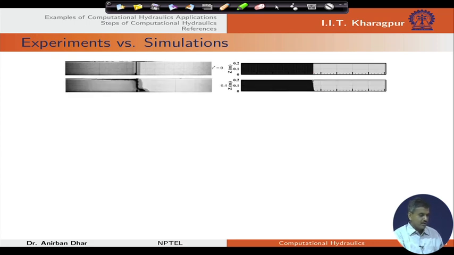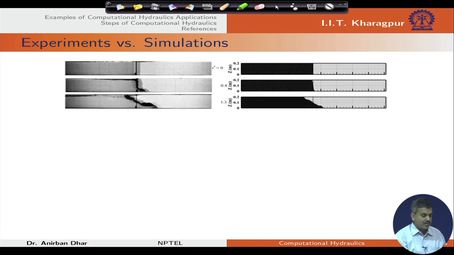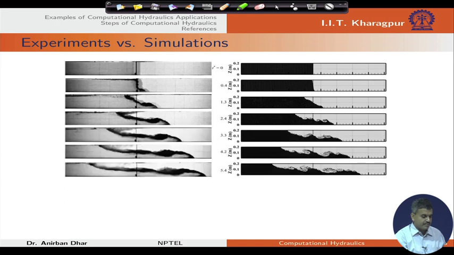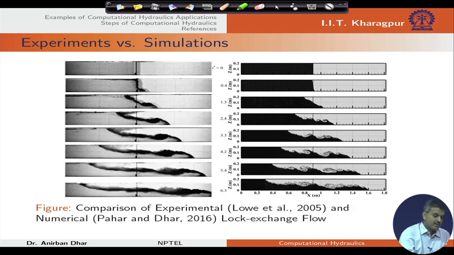If we have a gate between this high density and low density fluid, and we remove that gate, there will be mixing of the high density and low density fluid. If we capture the mixing process with time, then we can see this kind of configuration. With time, we can see that there is mixing occurring in the system. This is called lock exchange flow.